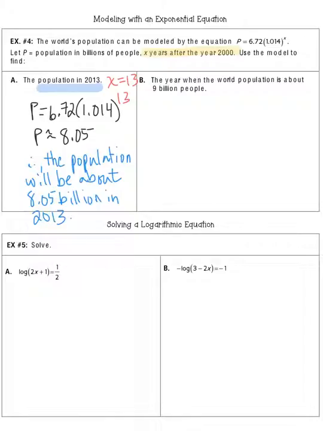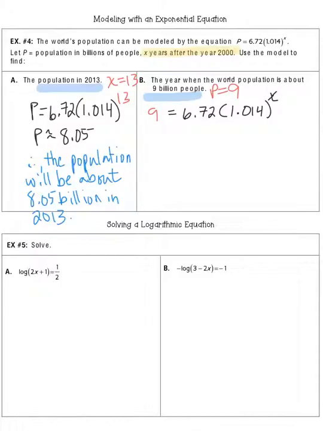Okay, so then B is a little bit more of a difficult situation because it says the year you are to find, the year when the world population is about 9 billion people. So instead of about, we're just going to say 9 billion. So that means that 9 billion is going to get replaced. So let me underline my 9 billion is going to get replaced for P. So P is going to equal 9. So in our formula, we're going to have 9 here equals 6.72 times 1.014 raised to the x.